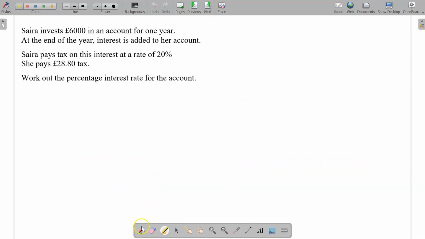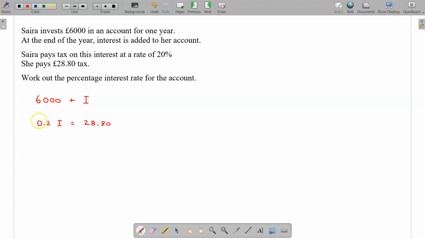Next question. We have a question about tax and interest. Interest is added to an account at the end of a year. It started with 6,000. So we had this amount I at the end of the first year: 6,000 plus some amount of money I for interest. We've got to find out what that is first of all. Now we know that 20% of I is £28.80. So we could simply say that 0.2 times I is equal to £28.80.